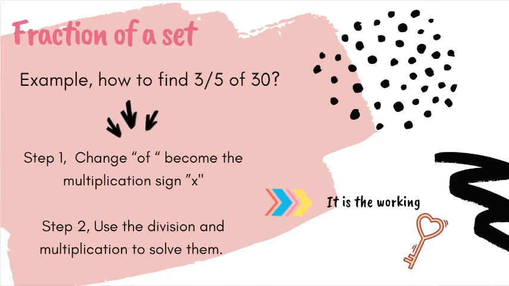Fraction of a set. Fraction of a set simply means we are taking a look at part of a larger set, or a fraction of a larger set. Let's directly solve some questions. Example, how to find 3 over 5 of 30? In finding a fraction of a set, you may use two of these workings. Step 1, you need to change "of" to a multiplication sign. Step 2, use division and multiplication to solve them.